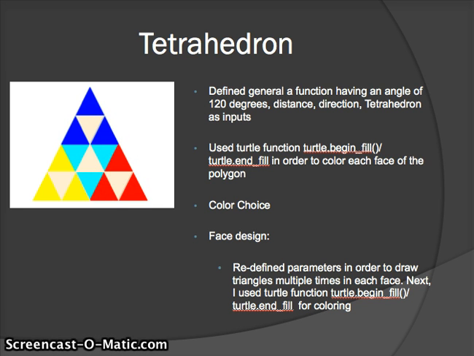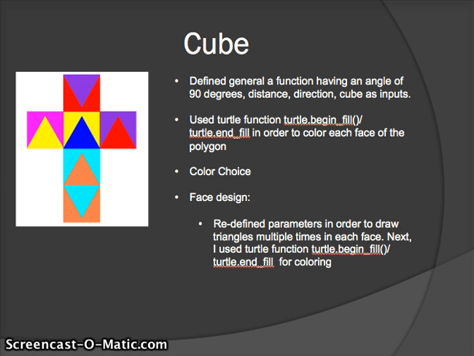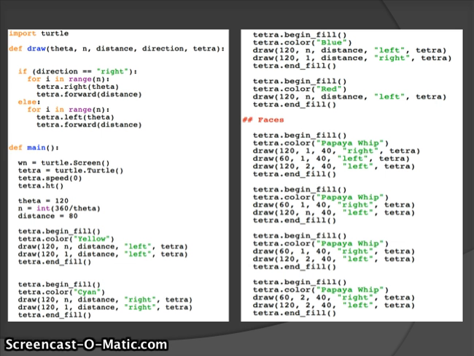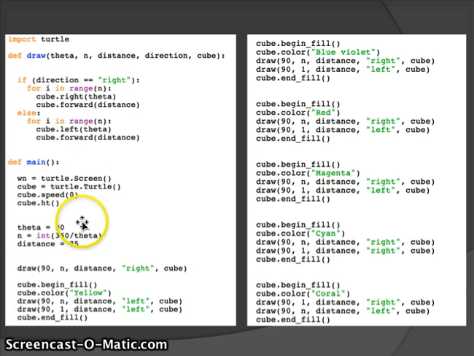Now I'd like to talk about the cube. Basically, I use the same idea. I defined the general function. Now this time I had the angle to be 90 degrees instead, so therefore Turtle will take 4 turns. And in this case, the distance I defined it to be 75. And then again, I repeated the same process for each square in order to draw the net for the cube.